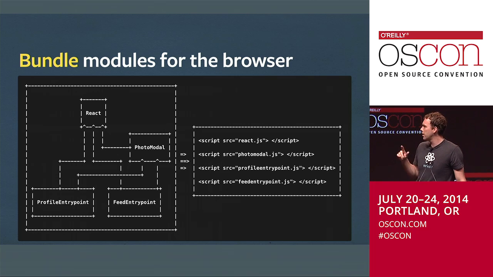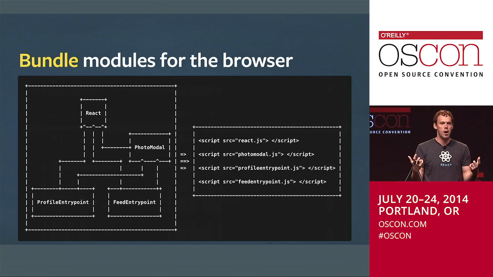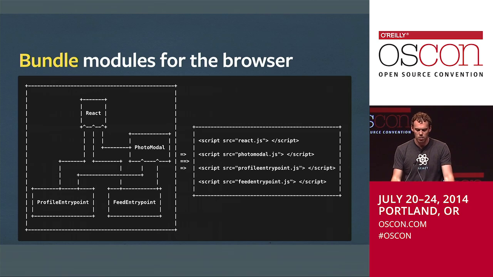And the way that you generally express these arrows, these dependencies between modules, is by using a magic global function called require, which would be equivalent to the import statement in Python or another language.